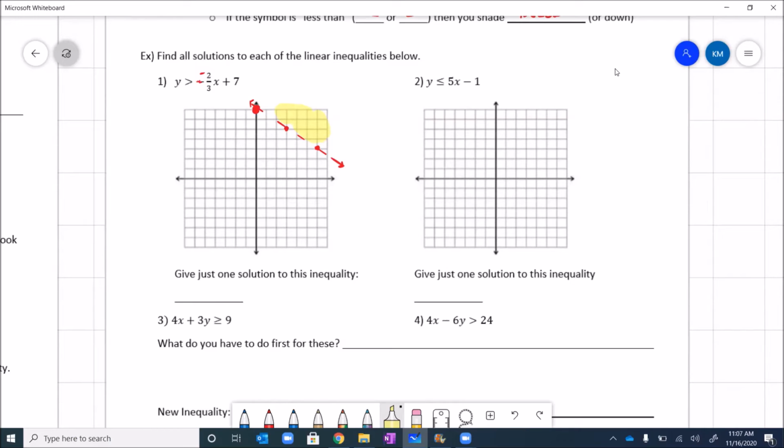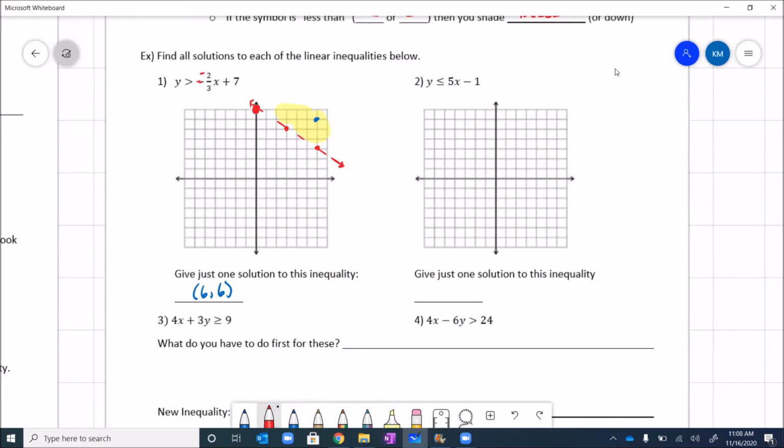It says give just one solution to this inequality, and that's any point that's over here. So I'm going to choose this point. Let's see what it is. It looks like it's 6, 6. 6, 6 is the solution. I do not want to choose a point that's on this line because it's dotted.